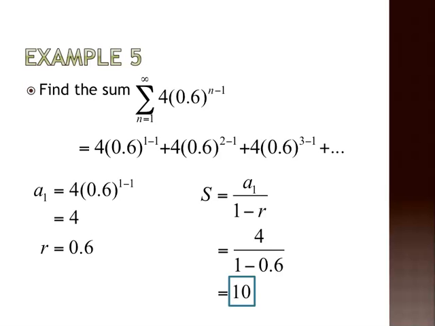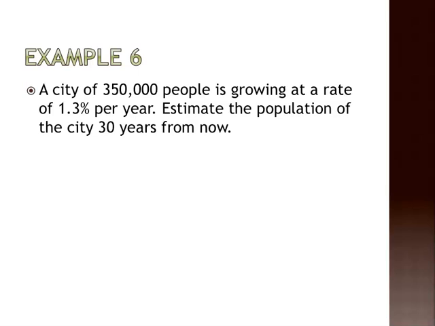All right, we have one more example. A city of 350,000 people is growing at a rate of 1.3% per year. Estimate the population of the city 30 years from now. Okay, so we know here in this case that in the first year, we're starting with 350,000. If we're trying to find the population 30 years from now, we're trying to find A30.